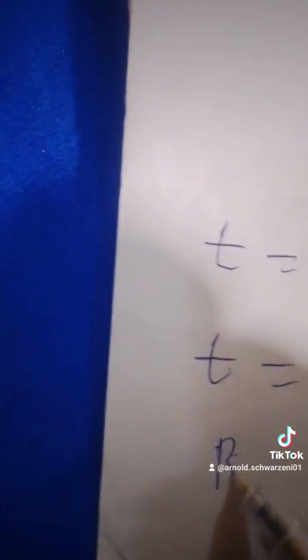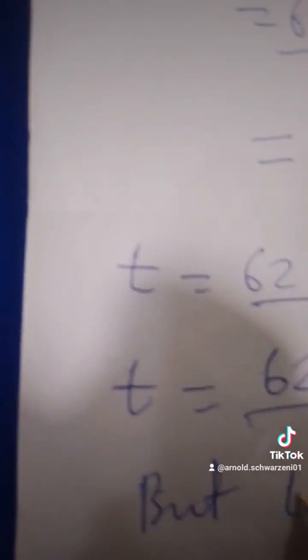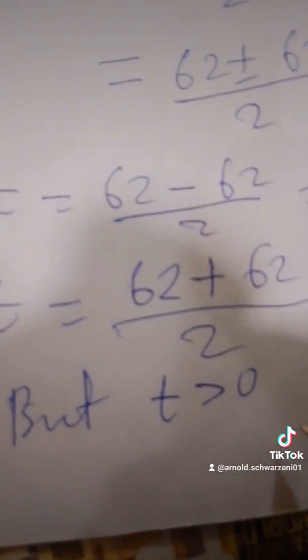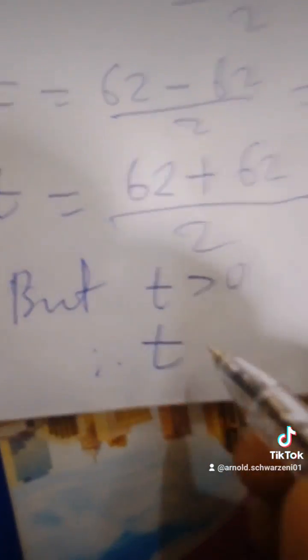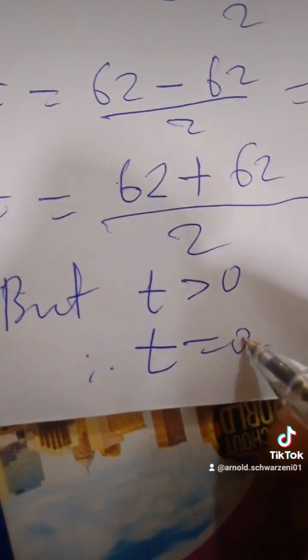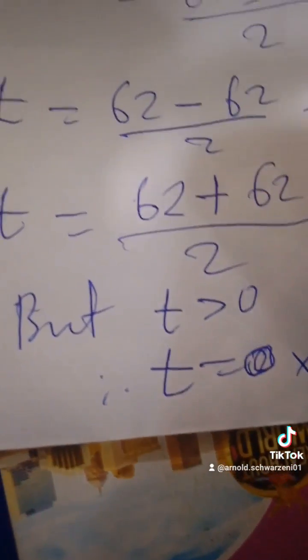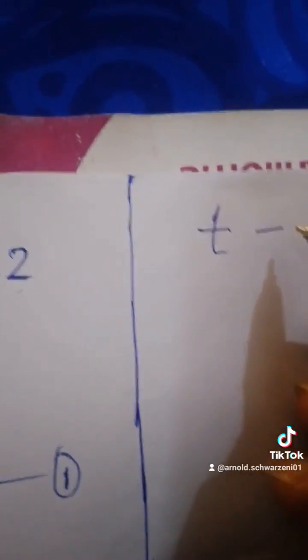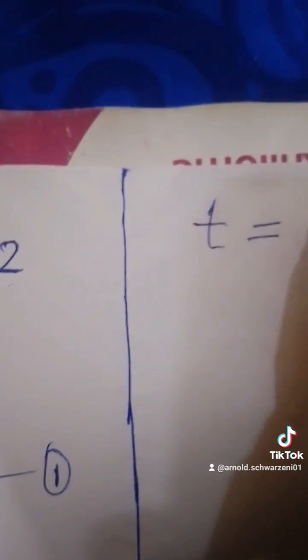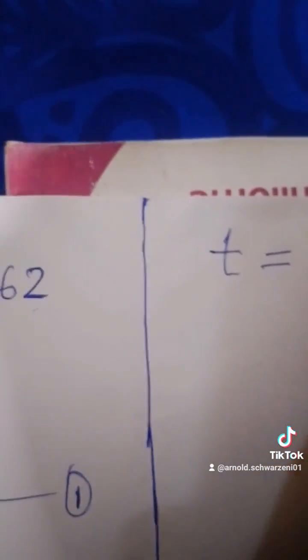But I want you to know that t must be greater than 0. So therefore, since t must be greater than 0, this t equal to 0 is not part of our solution set, so we can cancel it out. So we only have one particular solution to that. We have t equal to 62.